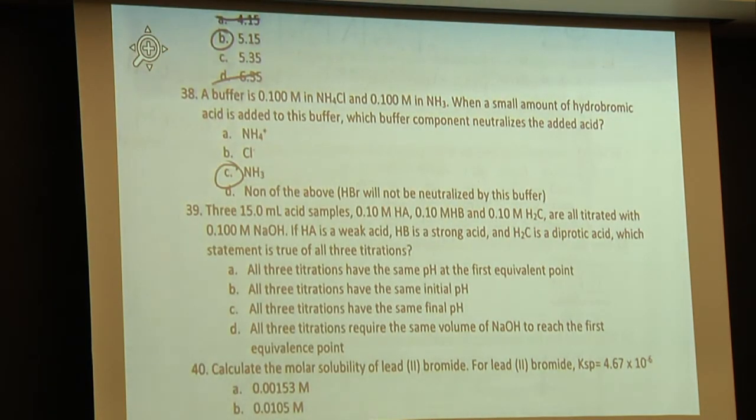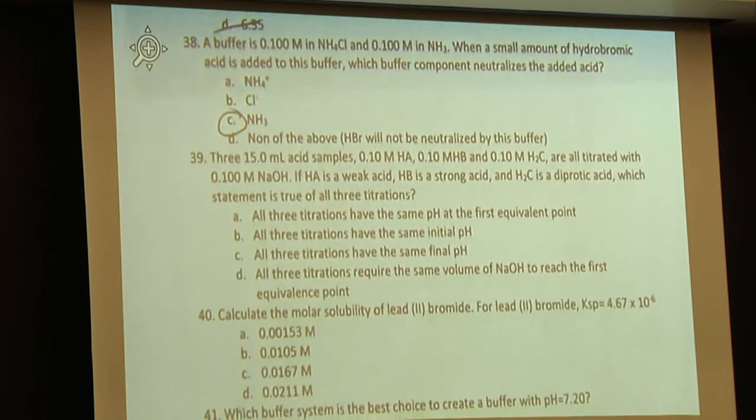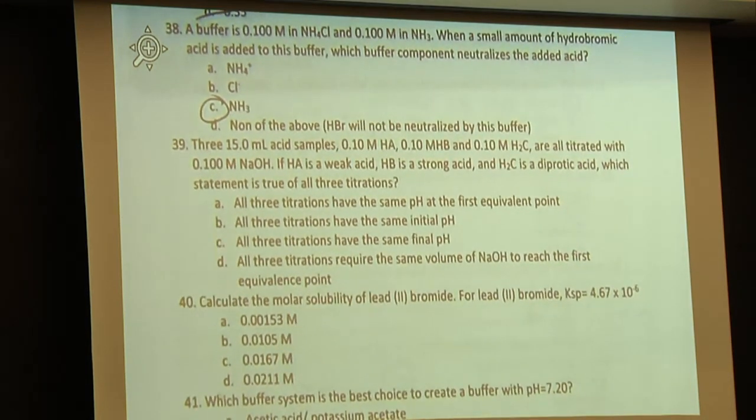Number 39, we have three 15 milliliter acid samples, and they're all titrated with 0.1 molar NaOH. If HA is a weak acid, HB is a strong acid, and H2C is a diprotic acid, which statement would be true for all of them?